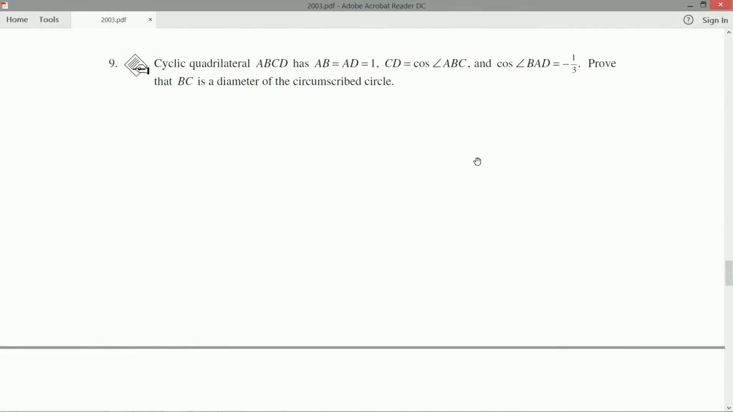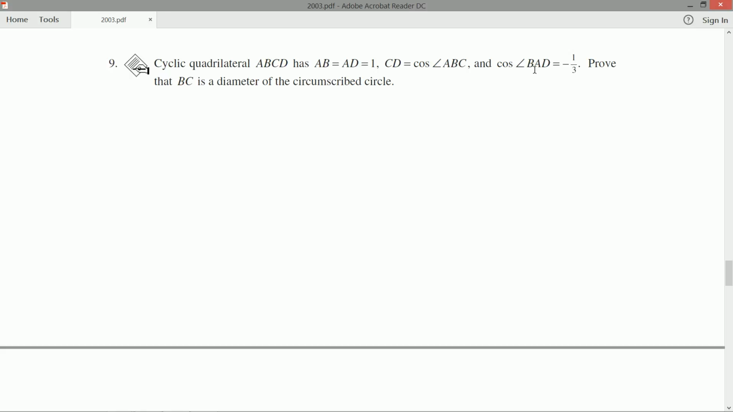Cyclic quadrilateral ABCD has AB equal to AD equal to 1. CD is equal to, that's weird, cosine of the angle ABC. I'm sure that'll play somewhere in there. I just don't usually see angles equal to cosines, but whatever. And the cosine of angle BAD is negative 1/3, so that's going to have to be an obtuse looking angle because it's a negative cosine. Prove that BC is a diameter of the circumscribed circle.